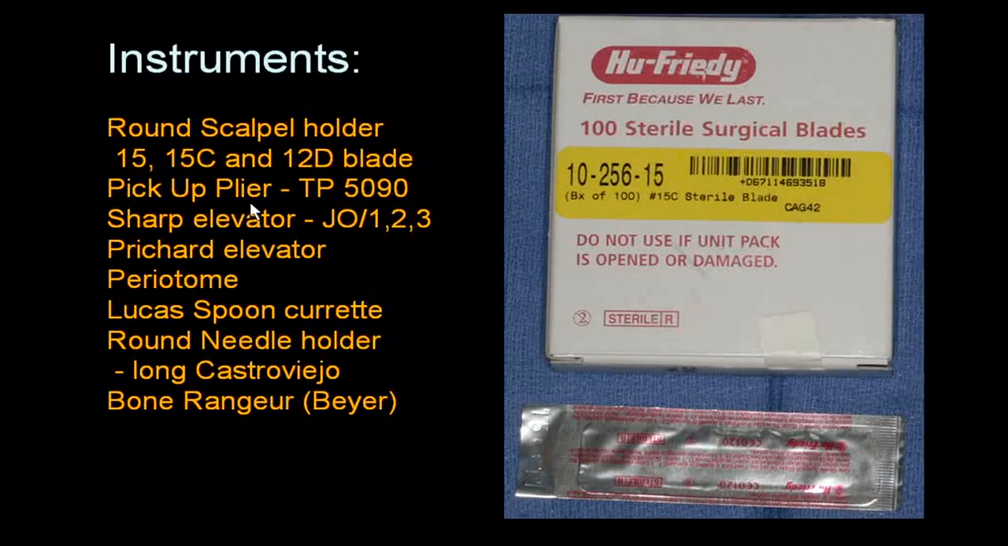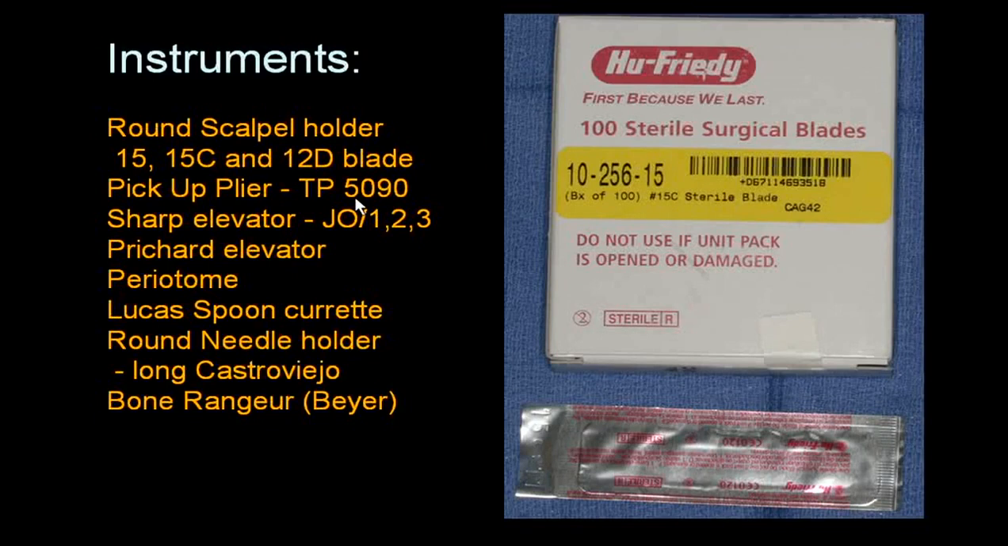Next, the pickup plier. The one I like is the Khoury one called TP5090. It's a long plier, so about 15 centimeters. You can get easy into the back of the mouth. And I like to work always with 2 hands when I make an incision, when I elevate, when I suture. So the plier is a very useful tool for me.